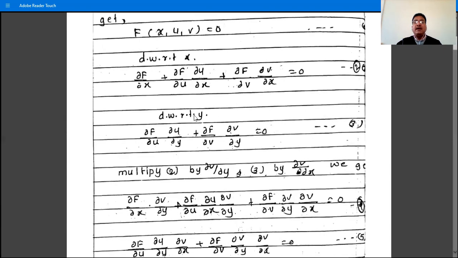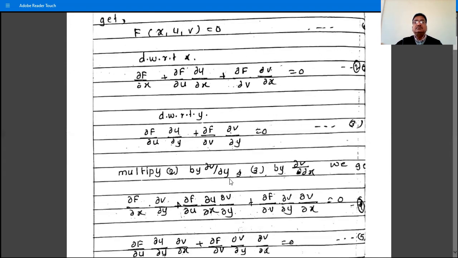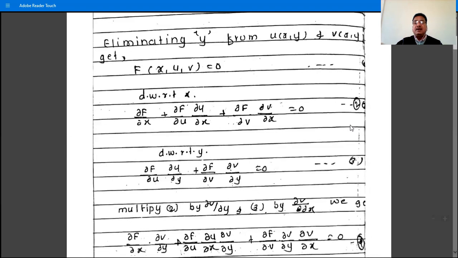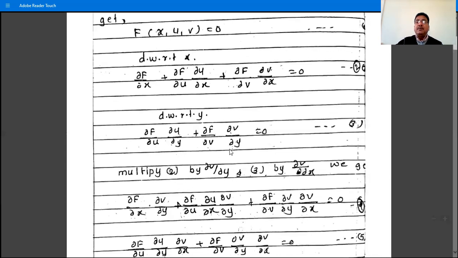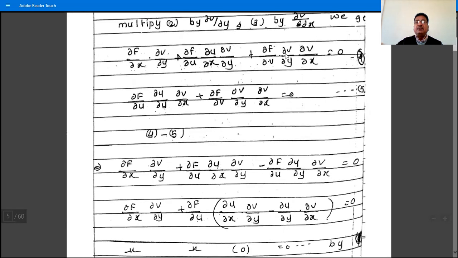And then the derivative with respect to y: the derivative of f with respect to y is 0, so don't write the term ∂f/∂y. Then write ∂f/∂u ∂u/∂y + ∂f/∂v ∂v/∂y. Call this equation number 3. And then multiply equation 2 by ∂v/∂y, and equation 3 by ∂v/∂x. So we have equations 4 and 5, and then subtract 5 from 4.